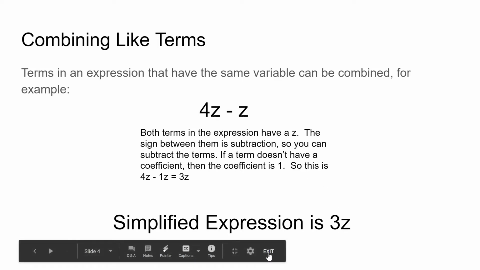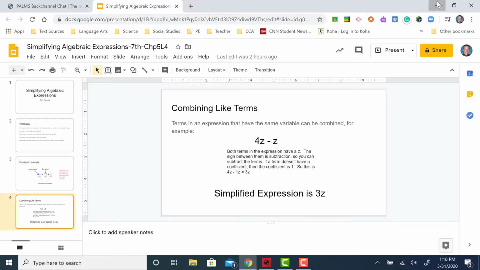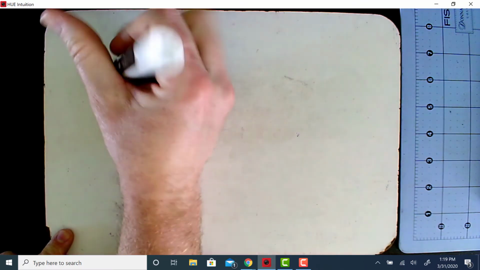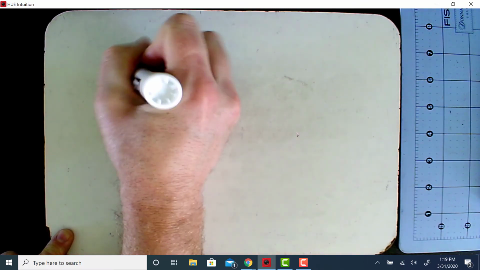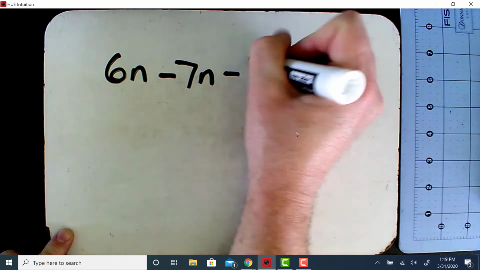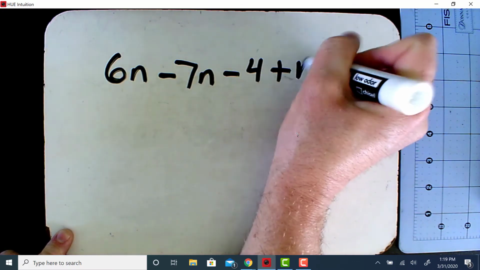So I'm going to go ahead and close out this little thing that we were using for our vocab. And let's go ahead and take a look at some problems. So our first problem is going to be 6n minus 7n minus 4 plus n.